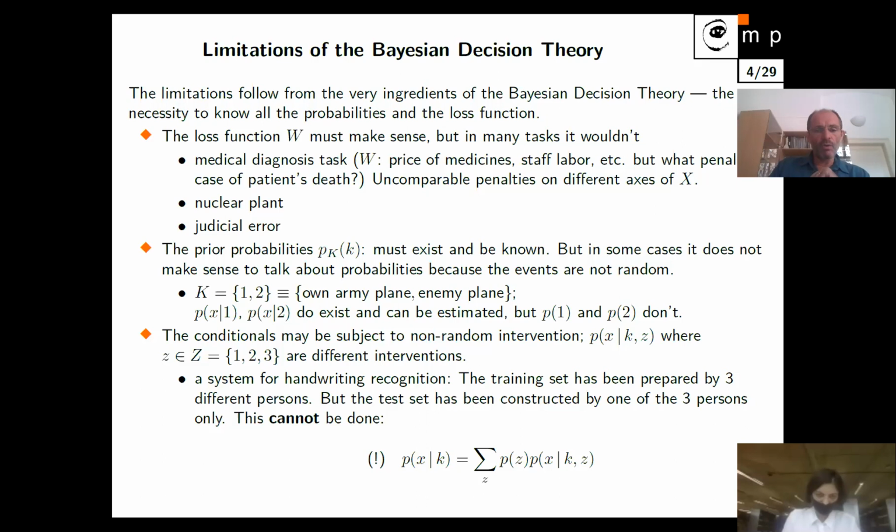So far, we had only two types of sets that were considered. X was coming from the set of observations. That's what we observed. K is the class. If we knew the class, it would be easy to make decisions. But then there is something called Z, which is not the class, not the observation. And I'll explain on this handwriting recognition problem what the non-random intervention is.